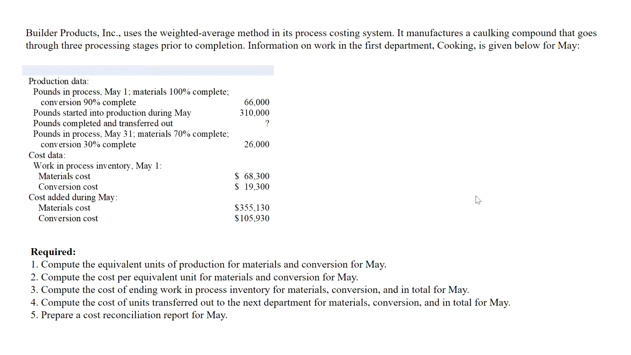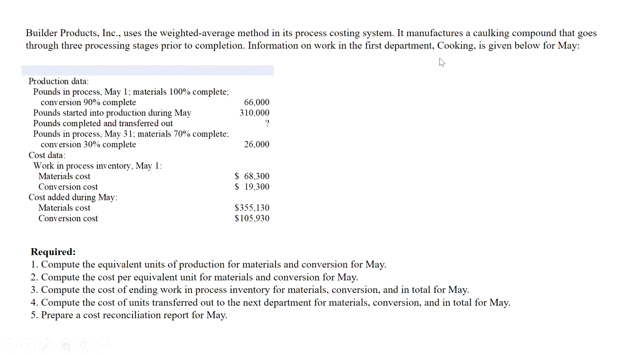In this video, I'm going to cover the weighted average method in a process costing system. And I'm covering a very similar example to problem 416, which is the last problem in your set A2. And this is a very comprehensive problem that covers the whole weighted average method. So this company manufactures a caulking compound and it goes through different departments, but we're going to focus on the cooking department, its first department.